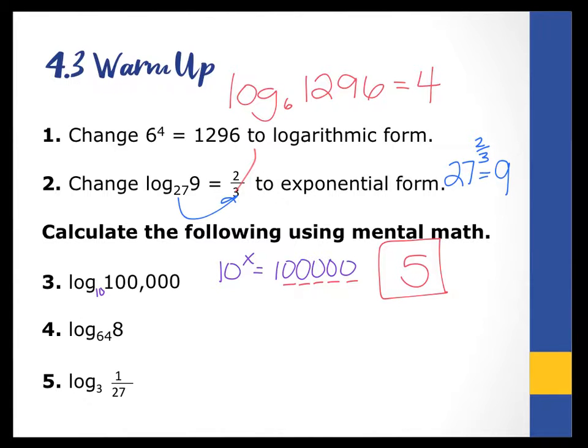All right, number 4, we're saying what power do I raise 64 to get it to be 8? So what do I have to do to 64 to get it to 8? Good. So it's square root, right? It's the square root of 64, and that square root is 1/2.